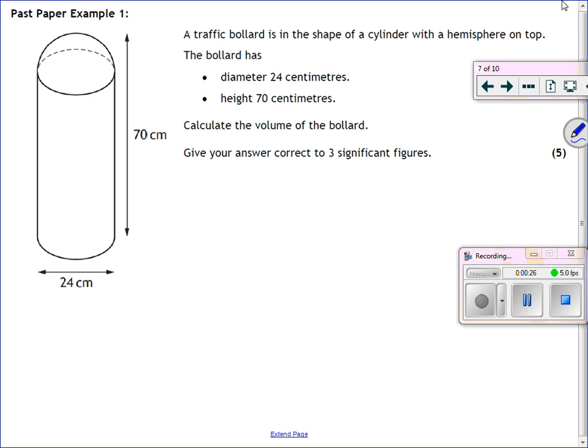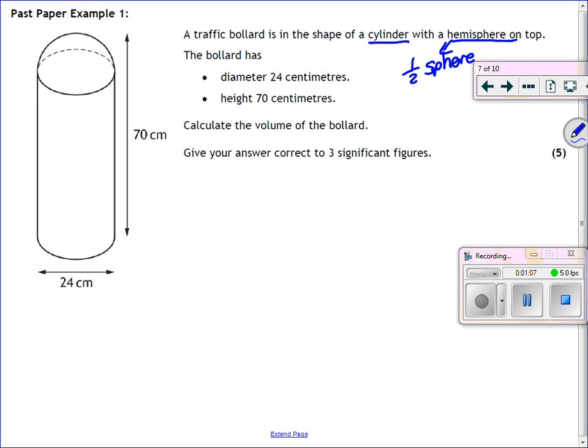So what we have here is a traffic bollard in the shape of a cylinder with a hemisphere on top. So take note that we're dealing with two volumes: one is the volume of a cylinder and one is the volume of a hemisphere. A hemisphere is just half of a sphere. To find that volume, just find the sphere volume and half it. Simple. The bollard has a diameter of 24 centimetres and the entire height is 70 centimetres. What we want to do is calculate the volume of the bollard.